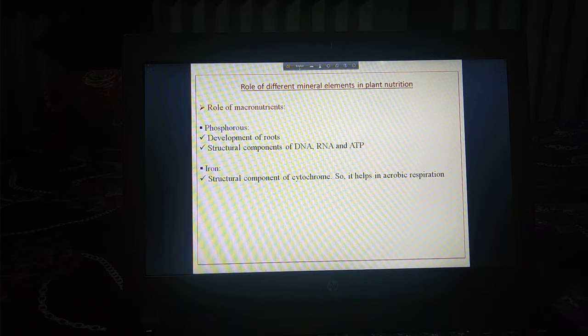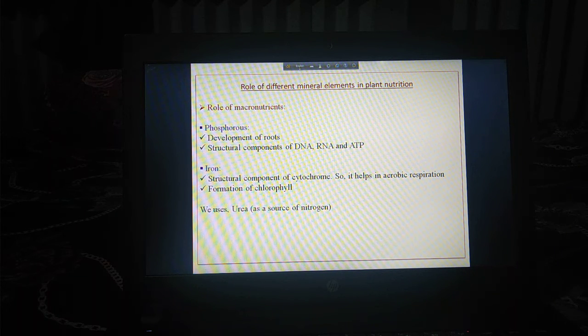You know the cytochrome acts as the electron carrier of the plant. So it helps in aerobic respiration. At the time of aerobic respiration, electrons are transported through the cytochrome chain. So iron is a very important component for the formation of cytochrome. So without the presence of iron, aerobic respiration can't take place. Formation of chlorophyll.